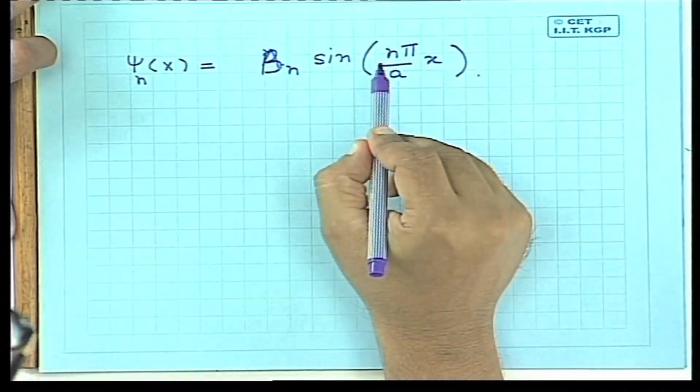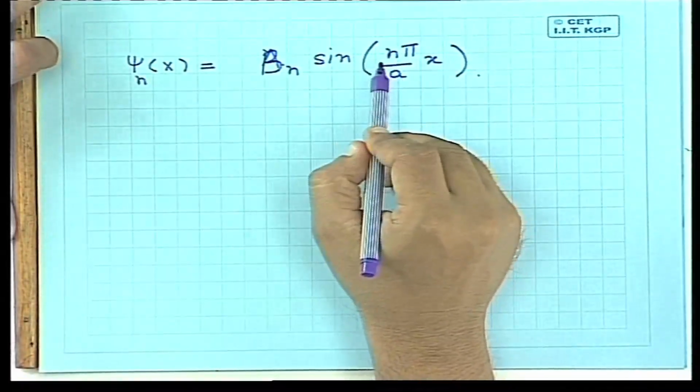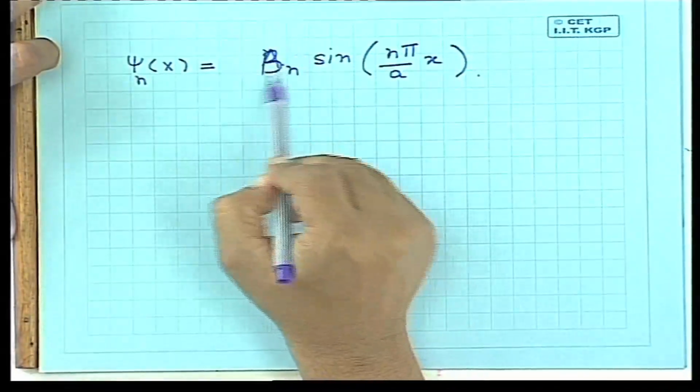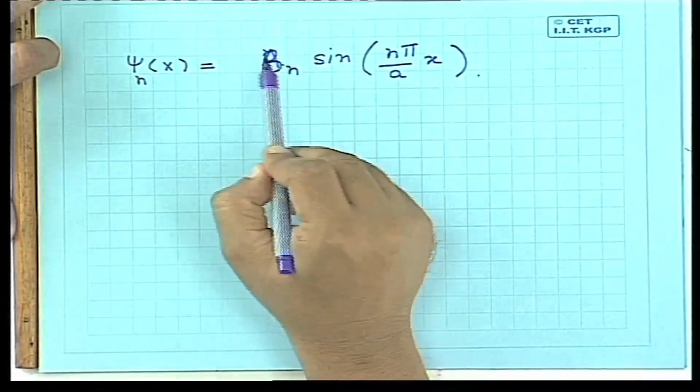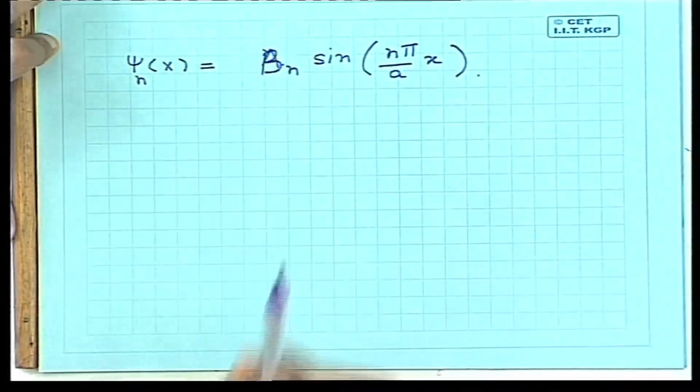As you can see, plus or minus n, if I choose n to be plus 1 or minus 1, it doesn't matter because that can be absorbed into this coefficient b over here. Multiplying a function by a number doesn't change the wave function, it can just be absorbed into this coefficient.